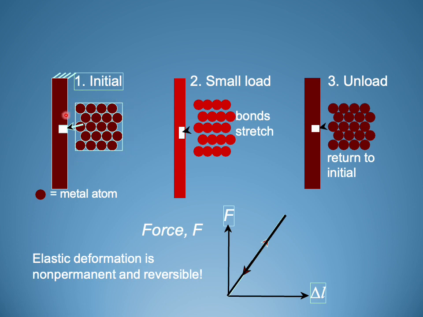The images here, this group of atoms, would represent that little white square in the sample as it's being pulled. So initially, they're all arranged like so. We apply a stress, and the bonds stretch, causing that segment, that portion of the overall sample, to extend.